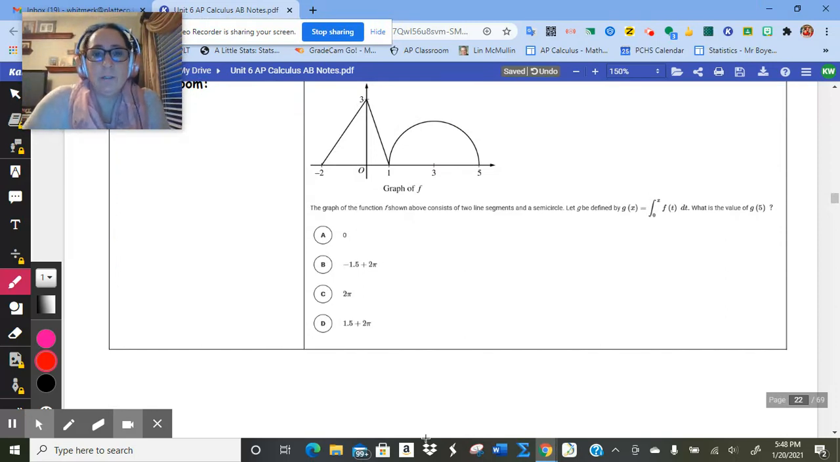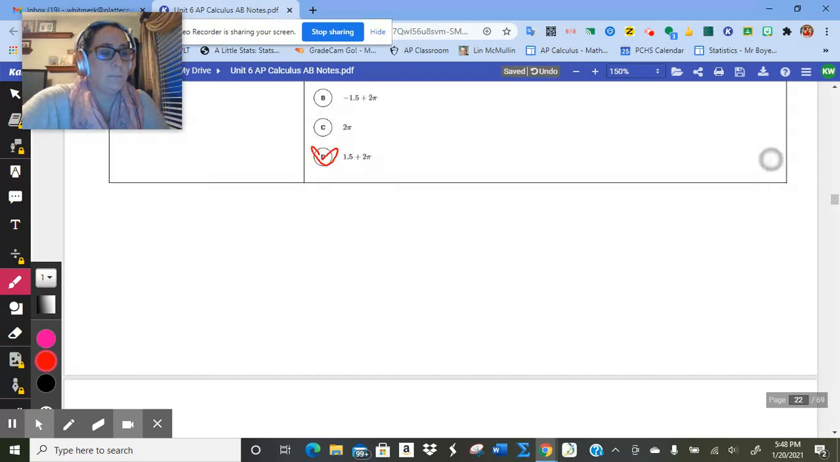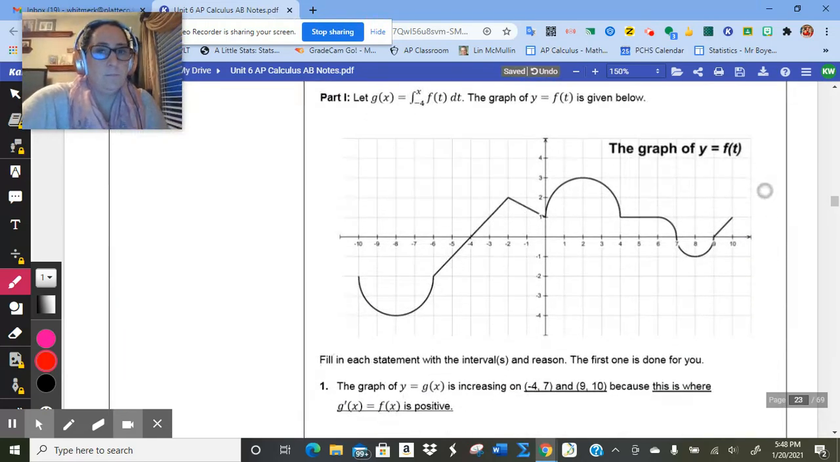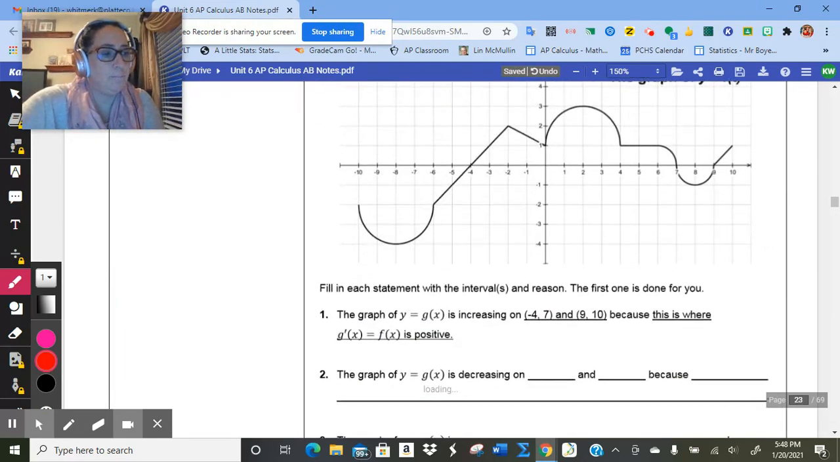So the next one we're going to do is one I want you to try on your own. Basically accumulating the area, but it's all straight lines or circles, stuff you can do using geometry. And I want you to see if you can get D. All right.